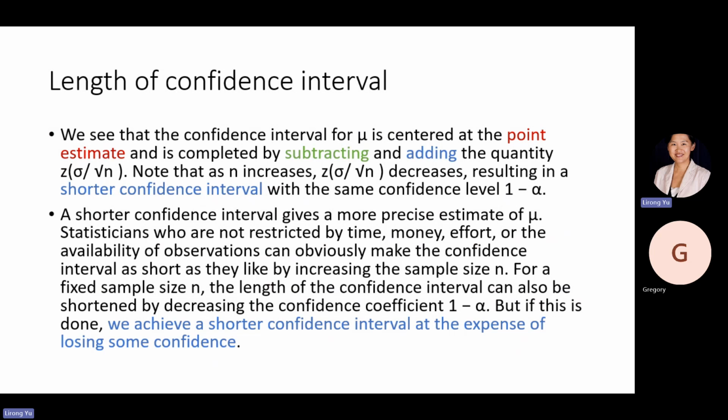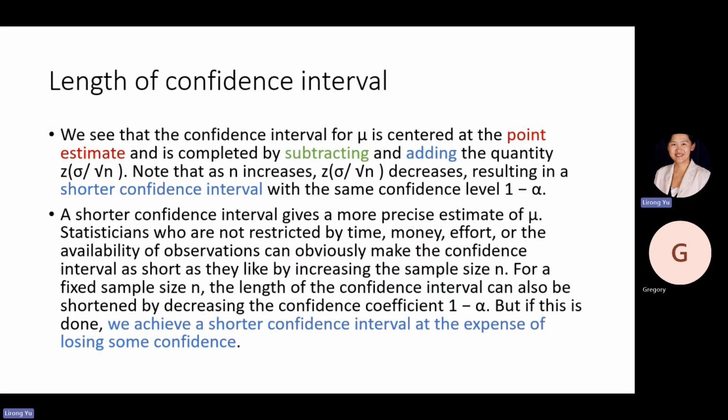For example, if n goes higher, then the margin of error will be smaller. If you have a smaller margin of error, you have a more accurate interval. Sample size affects the length of the interval. Sample size high, the length of the interval goes down. Another one is the standard deviation. We cannot control it, but if the standard deviation is smaller, then we have a more accurate interval, or the margin of error will be smaller.